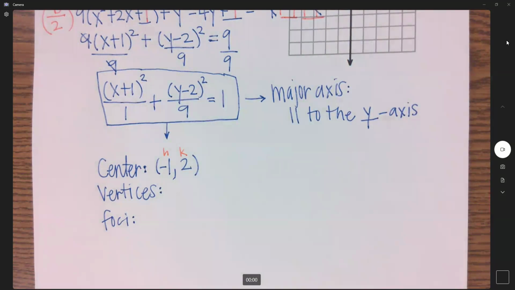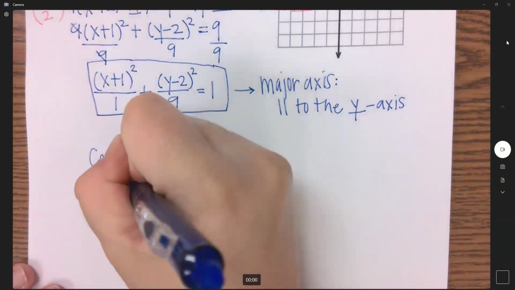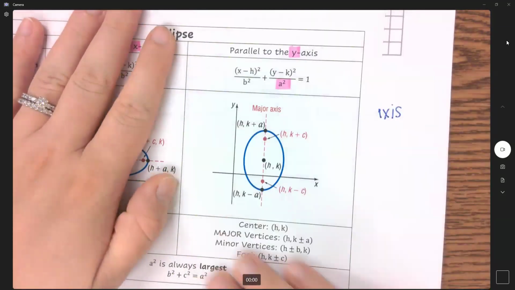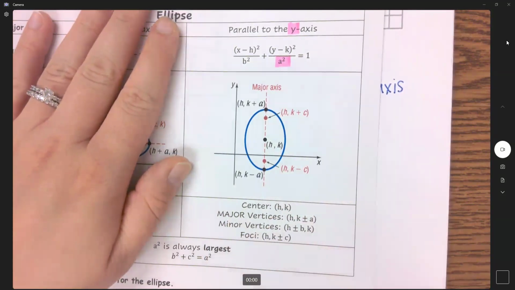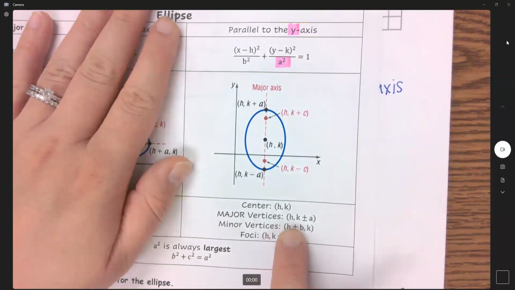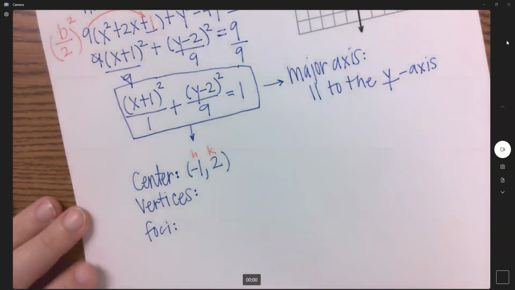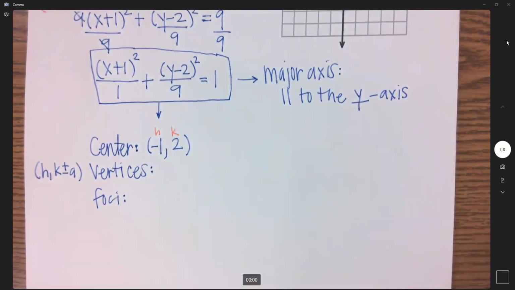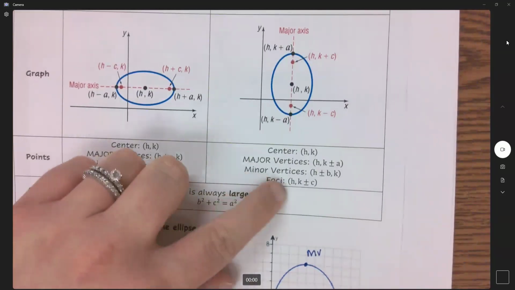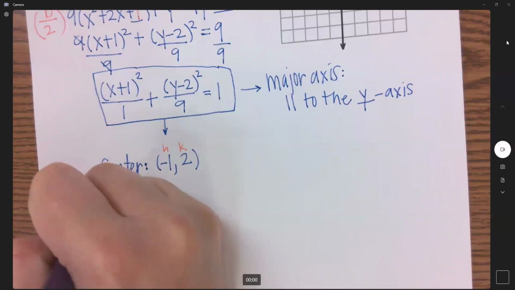Now to find vertices and foci, you can do this one of two ways. I personally like the graph, but it does seem like most people like the formula. So let me go over formulas, and then I'll show you how I would use the graph. Because we're parallel to the Y, I am using this column of information. And I have formulas right here for all of my points that I need. So my vertex is H, comma, K plus or minus A, and my foci is H, comma, K plus or minus C.